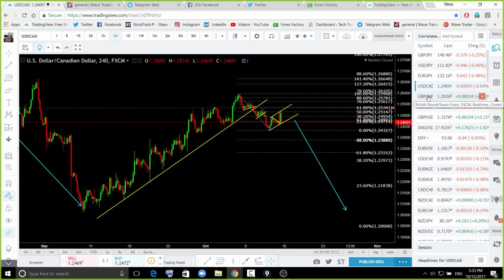Okay, so pound chief and euro pound. These two pairs are slightly tricky at the moment. Okay, because you can sell one pair at one time. You can't sell both pairs at the same time. Okay, if you're gonna do that, you're gonna get one winning trade and you're gonna get a losing trade on the other pair.